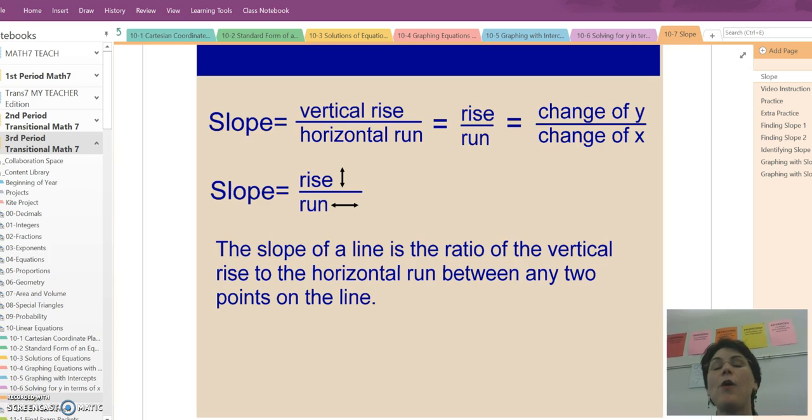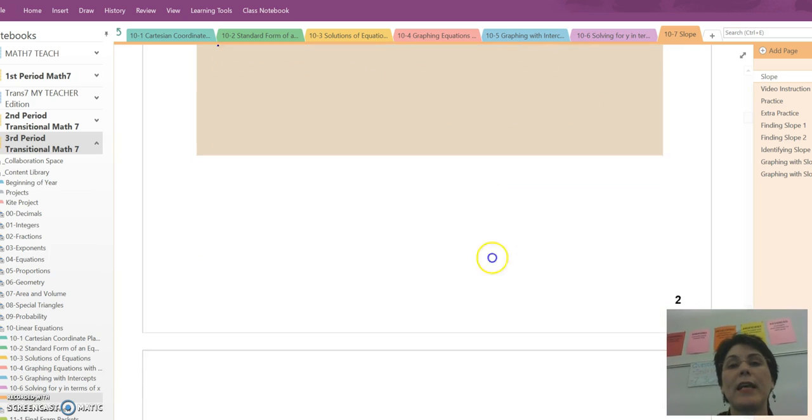And slope is how much you change going from one point to another as you count up, and that's called the rise. And then the denominator of your fraction is going to be the run, which is how much you change going from one point to another sideways. And we're going to look at an example.